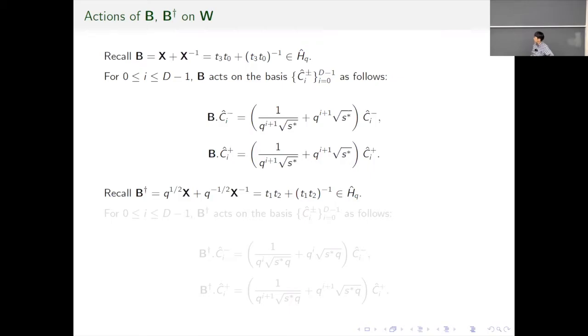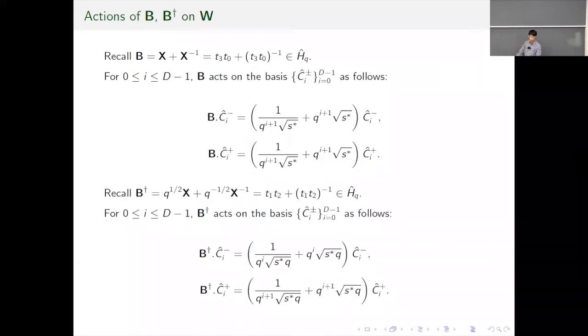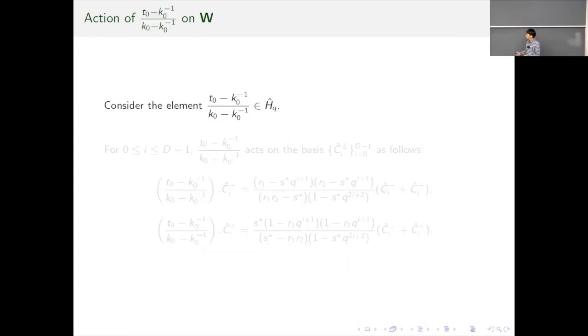Further, the action of b dagger is nothing but q to the 1/2 x plus q to the negative 1/2 x inverse. From the previous result, we can easily get the action of b dagger on the basis ci plus minus hat. We also want to look at the action of this element. Let me briefly explain why we think of this action.